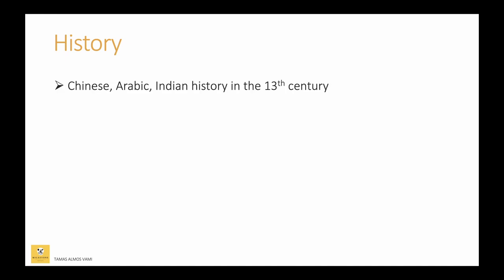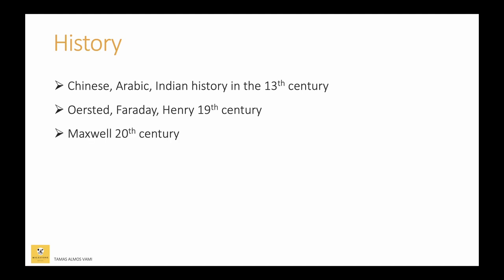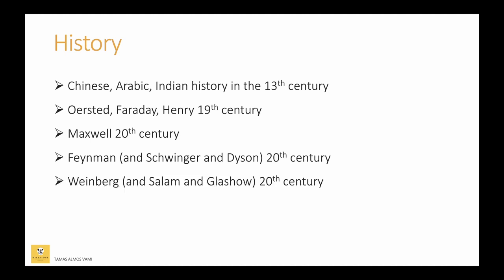So again, with the history, we could go back to the 13th century with the Chinese and Arabic and Indian. I'm not really going to do that, and then we will move to Ørsted and Faraday and Henry in the 19th century, and then in the 20th century, Maxwell unites electricity and magnetism into one big theory, electromagnetism. And if you want the modern description of electromagnetism, then we would need QED, quantum electrodynamics, which was really discovered by Feynman and Schwinger and Dyson in the 20th century.